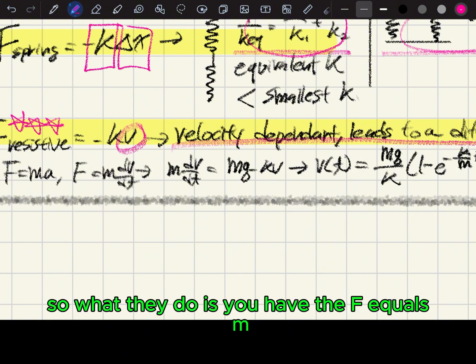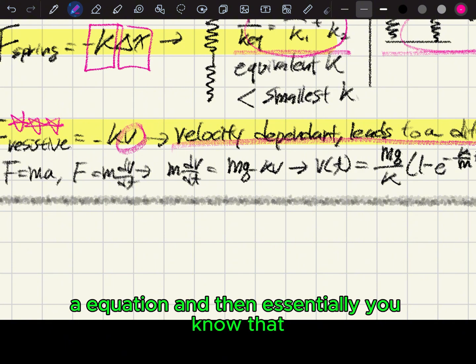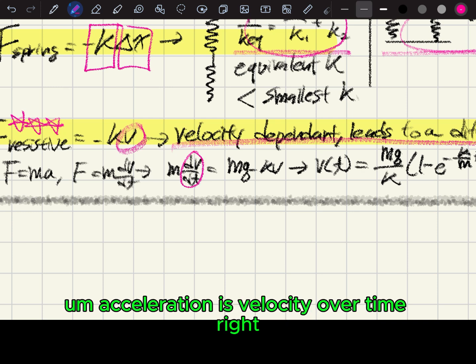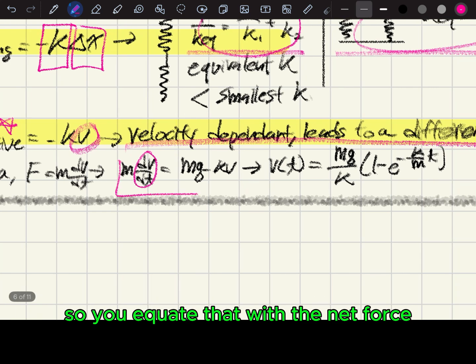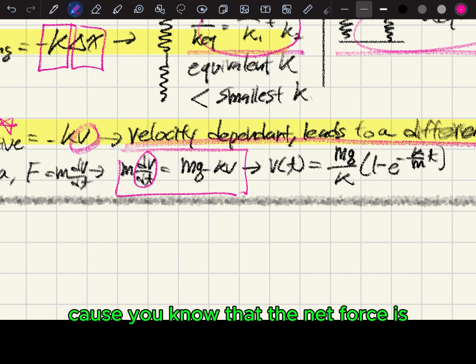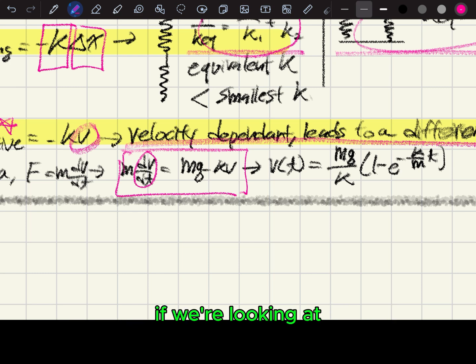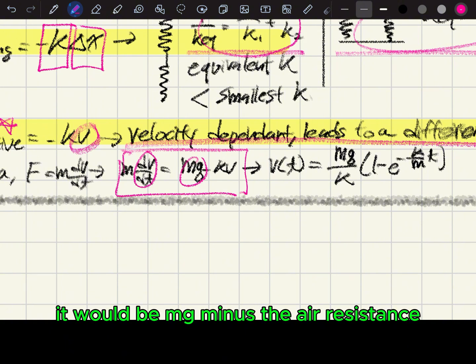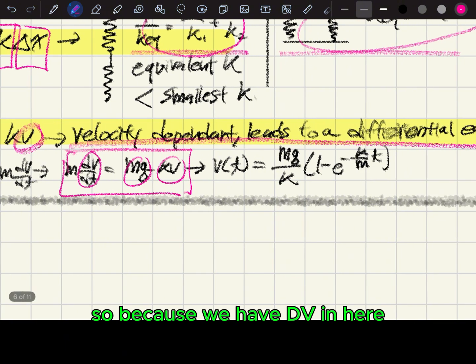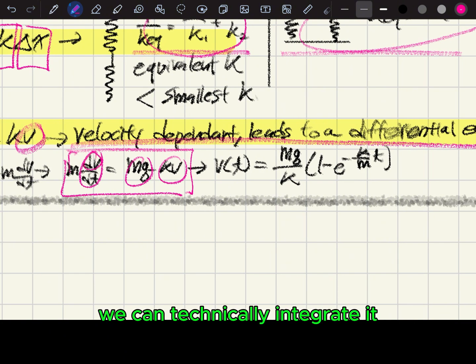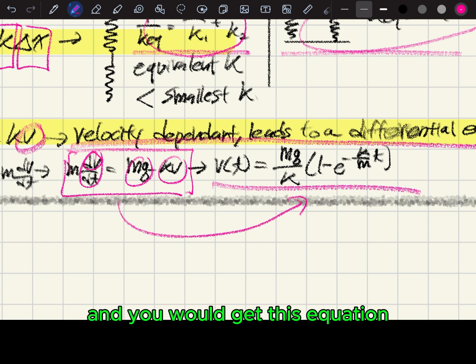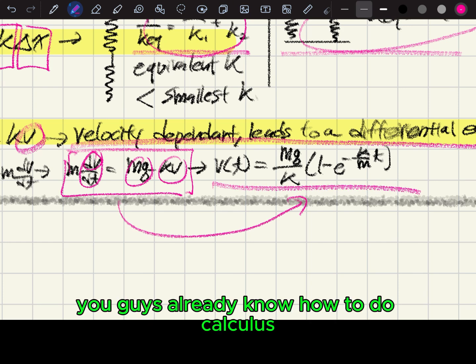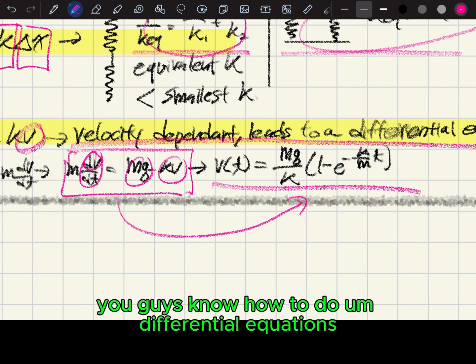So you have the F equals ma equation, and then essentially you know that acceleration is the change in velocity over time, right? So you equate that with the net force. If we're looking at a falling object with air resistance, the net force would be mg minus the air resistance. Because we have dv in here, we can technically integrate it and you would get this equation. I really don't want to explain it. You guys already know how to do calculus. You guys know how to do differential equations.